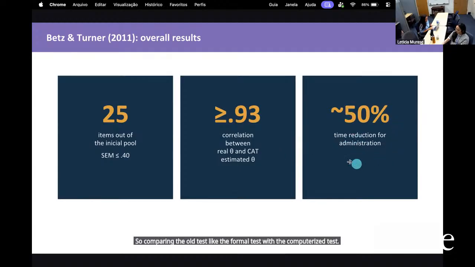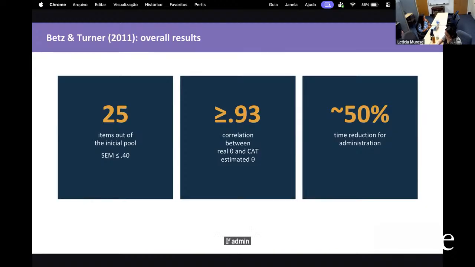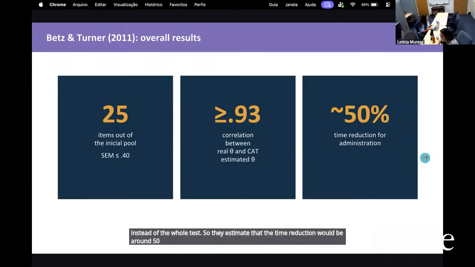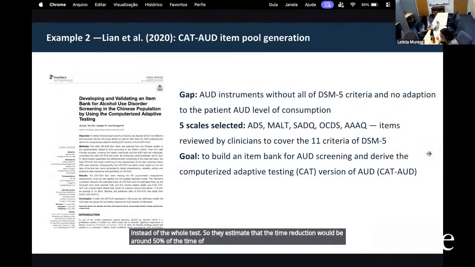And here is the amount of time they estimate would be reduced if administering a CAT instead of the whole test. So they estimate that the time reduction would be around 50% of the time of the respondent.